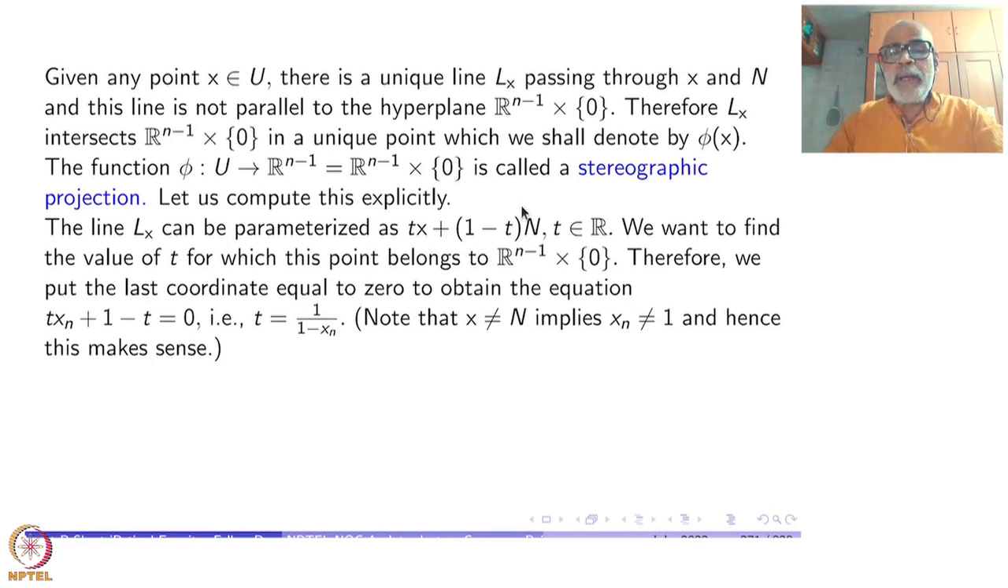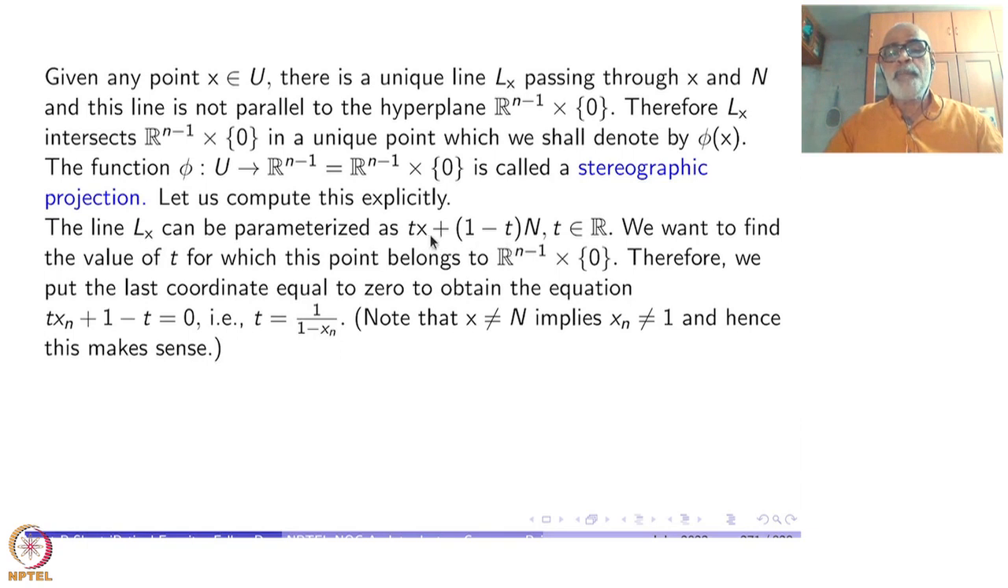So what is the nth coordinate of this? Remember, this is an n vector, right? t times x is t times xn, that is the nth coordinate. What is the nth coordinate of this one? The nth coordinate of capital N is 1 here, right? So it's 1 minus t. So t times xn plus 1 minus t equal to 0. That will give you a unique value t, which is equal to 1 divided by 1 minus xn. Remember, this xn is not equal to 1, that is very important here, right? So this is a valid solution.